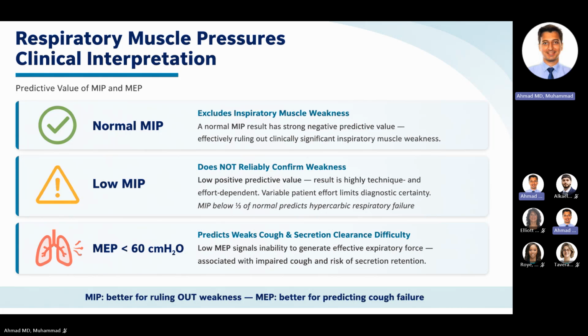The respiratory muscle pressures clinical interpretation: what is considered normal? A normal maximum inspiratory pressure result has a strong negative predictive value and effectively rules out clinically significant inspiratory muscle weakness.